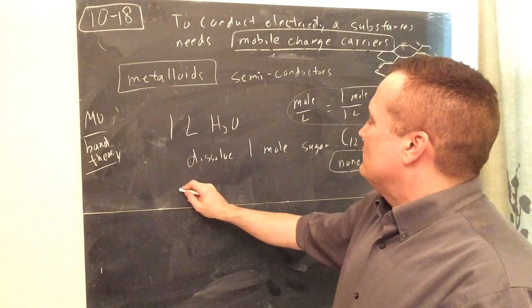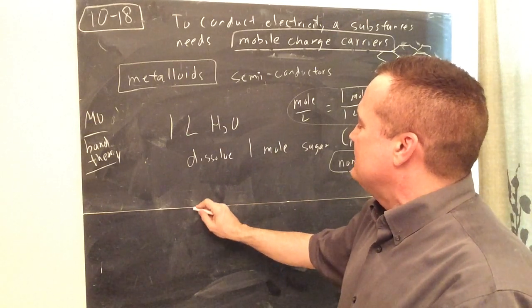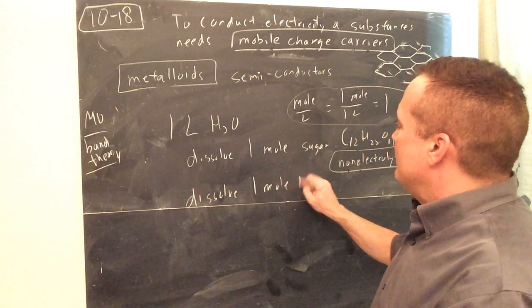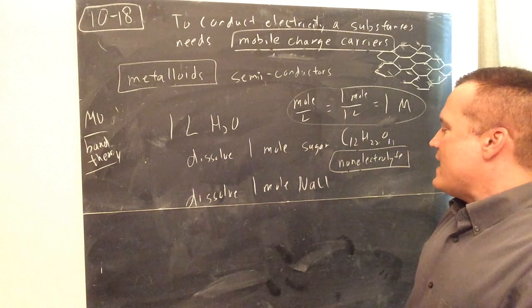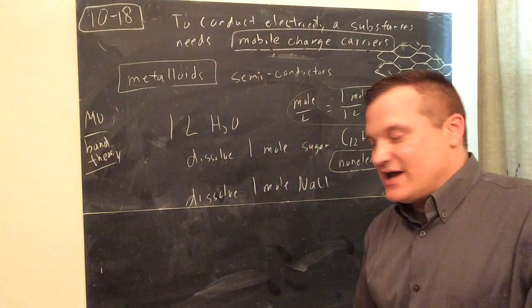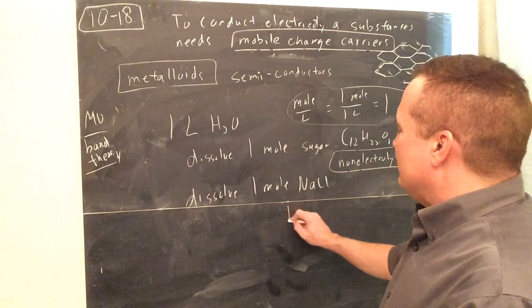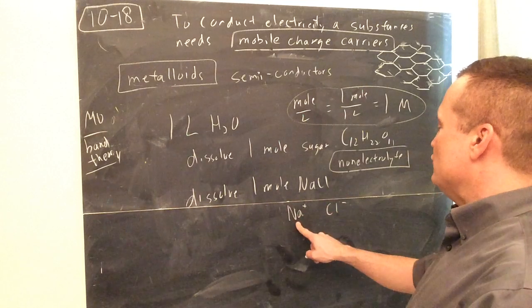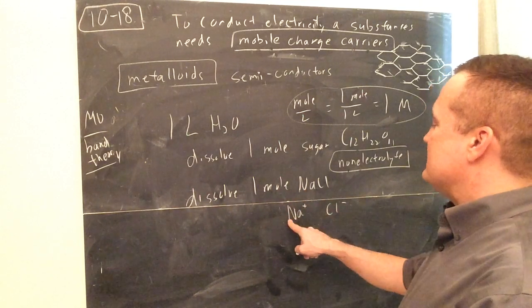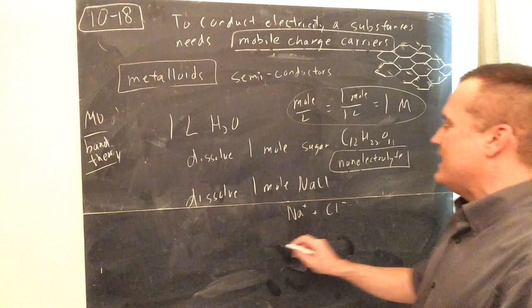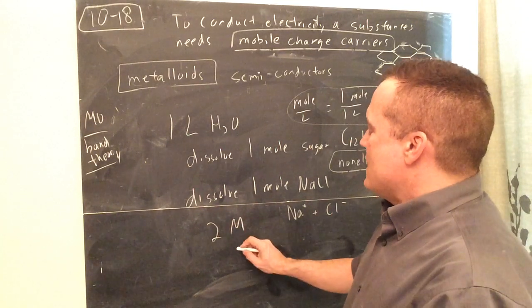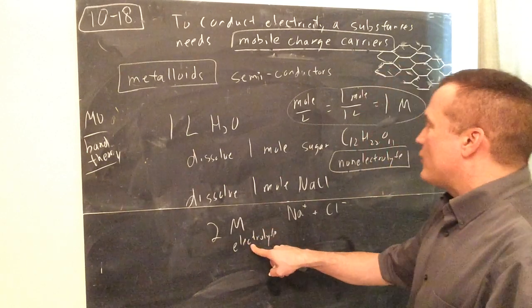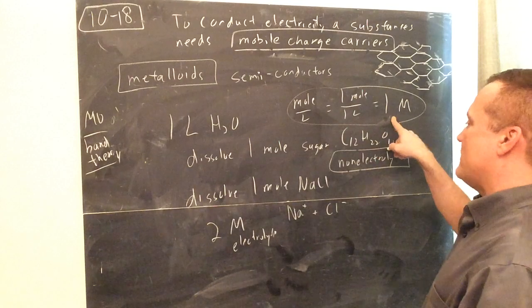But now, if I dissolved 1 mole of NaCl in 1 liter, well, how many moles of particles will I get? I'm actually going to be putting in there Na plus and Cl negative. 1 mole of NaCl means 1 mole of Na plus and 1 mole of Cl negative. So I'm actually going to have 2 moles of electrolyte particles. So 2 molar for particles, that's only 1 molar of particles for the non-electrolyte.